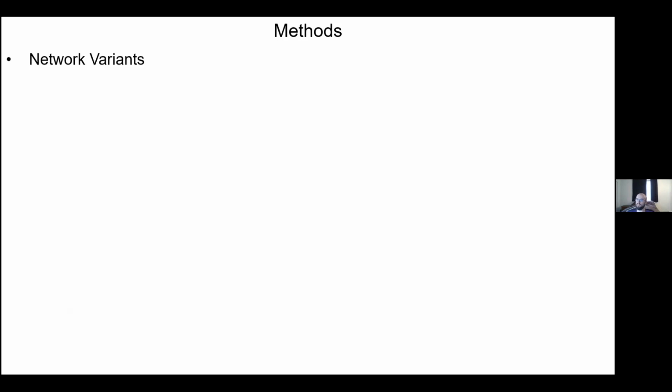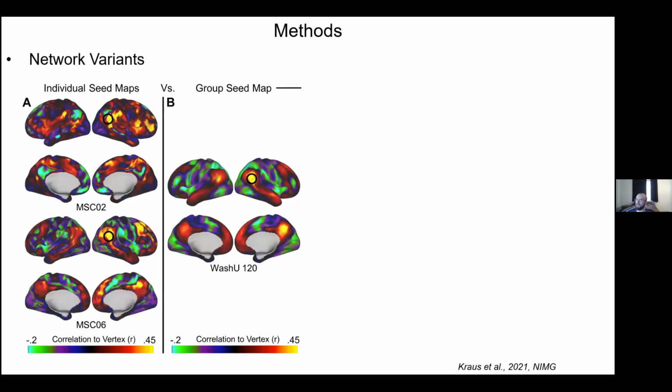So basically what we do here is we get seed maps for every single vertex in the brain. You can see here, these are seed maps for individuals. Here's MSC02 and MSC06. And we also do the same thing for a group seed map. This is what we call the WashU 120. This is resting state data from 120 people that's been concatenated together, and functional connectivity estimates have been obtained using that.